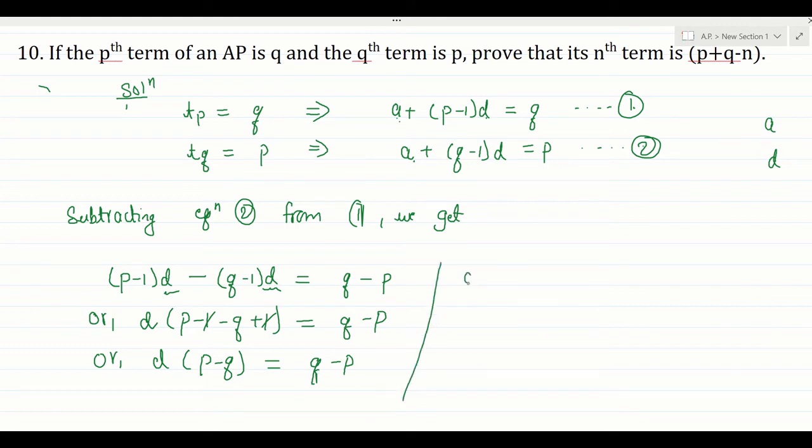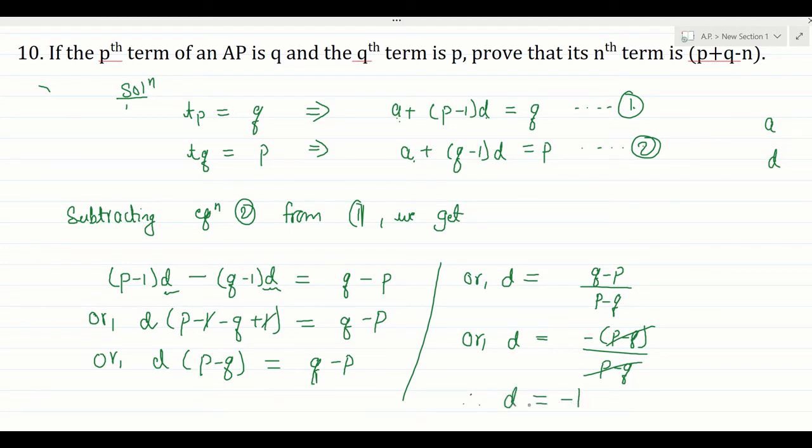After this, D is equal to, the right hand side Q minus P is copied as it is and the left hand side P minus Q is brought to the right hand side to divide. Or we can write this as D equal to minus in bracket P minus Q. Isn't that? We have taken minus common and the denominator P minus Q is copied. This P minus Q and this P minus Q can be cancelled. So ultimately we are getting D is equal to minus 1. I hope it is clear. So we have got the value of D.